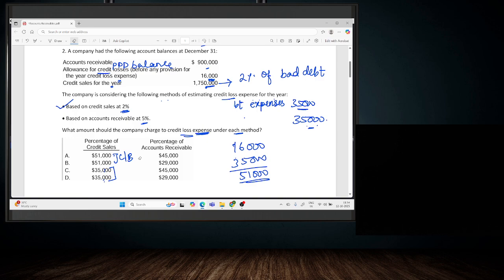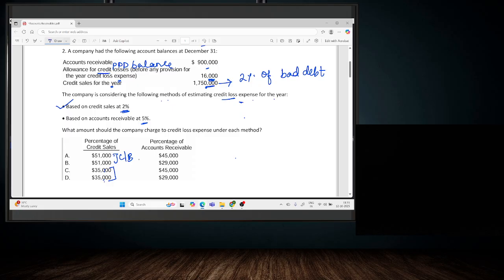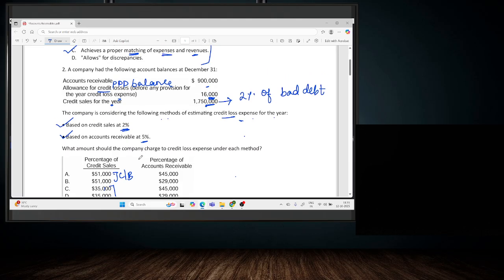Now let's see what is the amount of bad debt expense that will be recorded if the company is estimating its credit loss expense based on accounts receivable. What is the total accounts receivable of the company? It is 9 lakh rupees. So out of this 9 lakh rupees of accounts receivable, the company is expecting that 5% of them will not pay. So when we take 5% of 9 lakh, we get 45,000. So we are expecting that 45,000 rupees of customers will not pay.